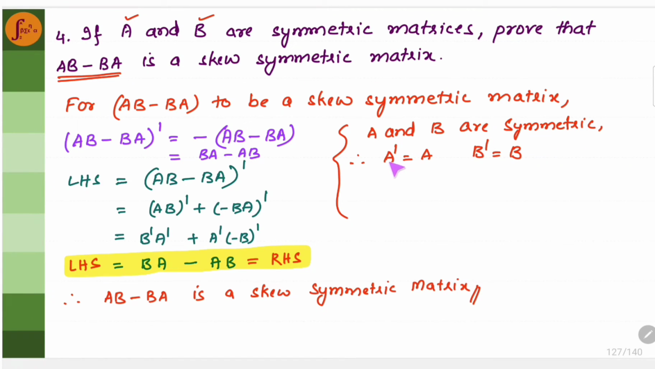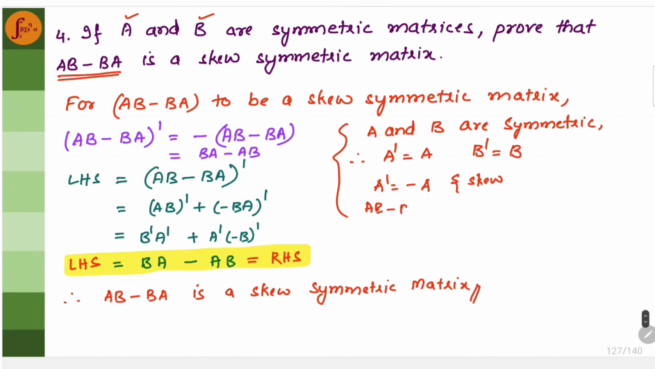A and B are symmetric means A transpose is equal to A, B transpose is equal to B. And we have to prove AB minus BA is skew symmetric. What is skew symmetric? A transpose is equal to minus A. So here, instead of A transpose, we have AB minus BA. We have to prove that AB minus BA, the whole transpose, is equal to minus of AB minus BA. That is nothing but BA minus AB, right? We'll have to prove this.